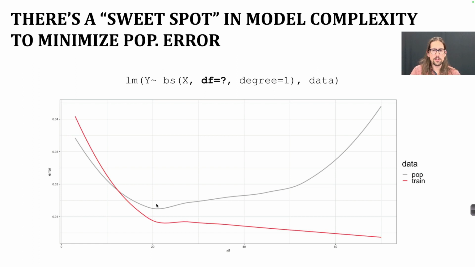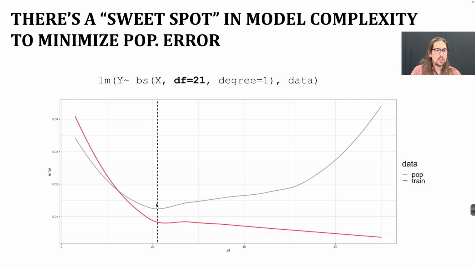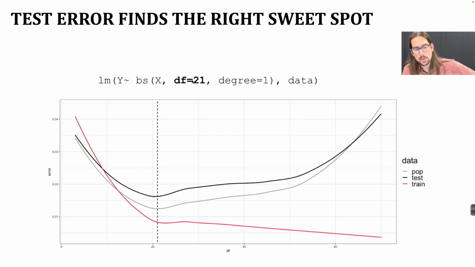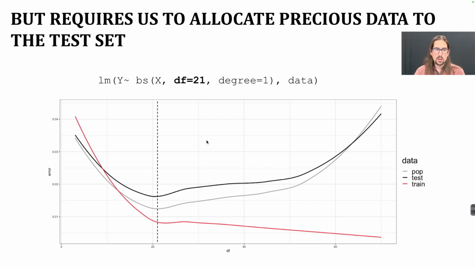So there is some kind of sweet spot. How do we find it? Here, for example, it was 21, df equals 21. Well, we can use test error. If we make a plot of test error, you will see that the test error is generally following the population error, and we can pick the spot that has the lowest test error.